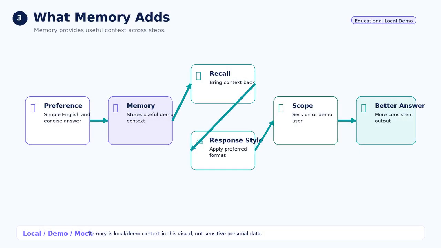With how the pieces connect in mind, the next piece is what memory adds. RAG answers from documents. Tools perform controlled actions. Memory keeps useful context across steps. For example, the agent can remember that the viewer prefers simple explanations. Later, it can recall that preference before writing the final answer. This makes the agent feel more consistent. But memory must be scoped, limited, and reviewable in real systems.